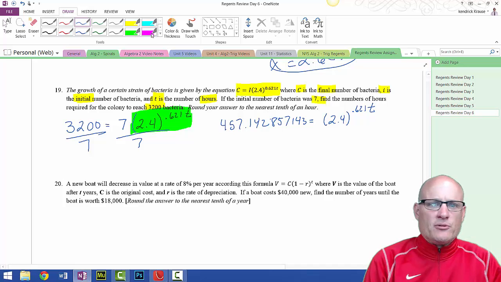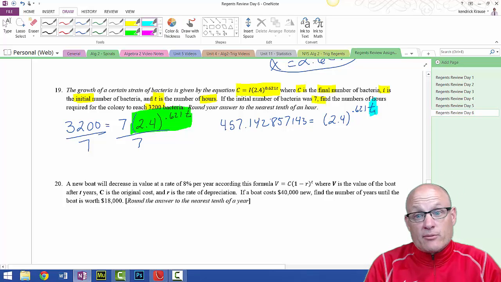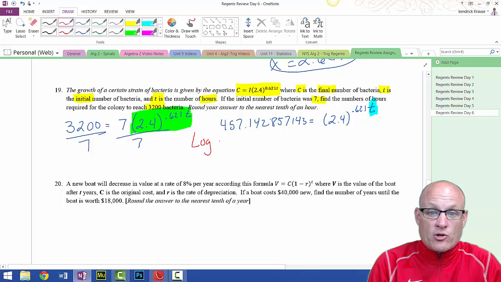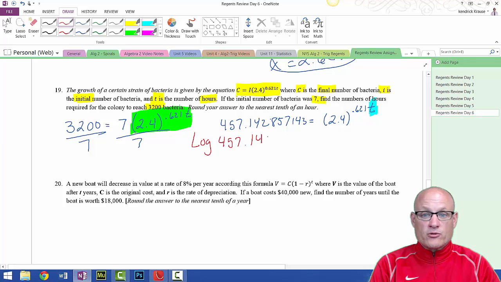Whenever the variable is an exponent, the only way you're going to be able to solve this is using logarithms. So what we're going to do is log the left side. Log of 457.142857143 is equal to... Now, when we log this side, it's the log of 2.4 raised to this exponent.